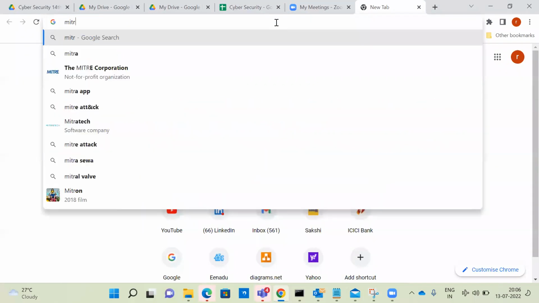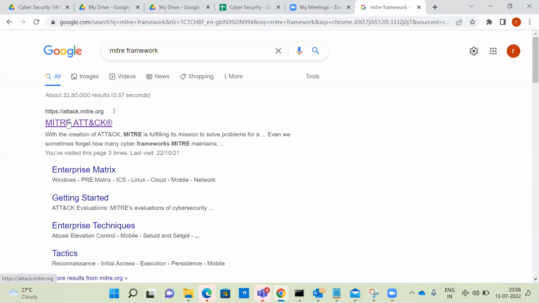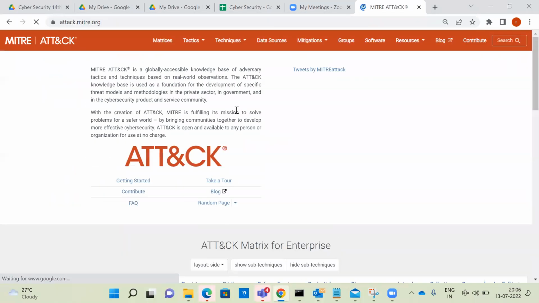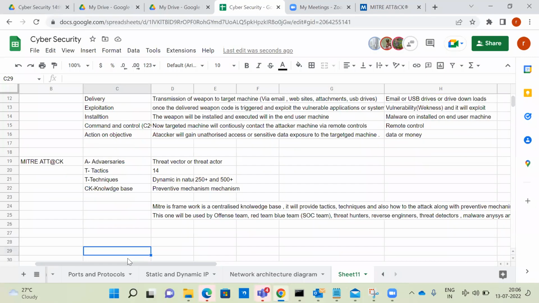So what is the MITRE framework exactly? It's a website. So this is MITRE ATT&CK. There are two levels it is divided into. One is enterprise level, which provides the adversaries or attacks and so on. One is mobile and enterprise level.